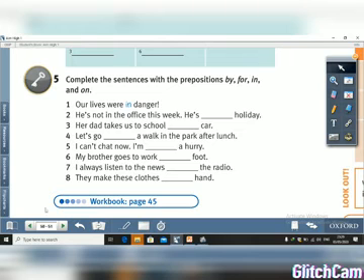And now try to solve the exercise. Okay, that's for our vocab today. Let's move to the grammar.